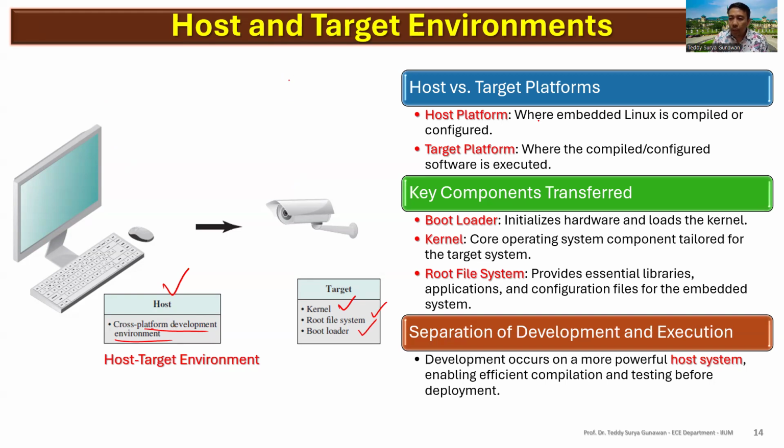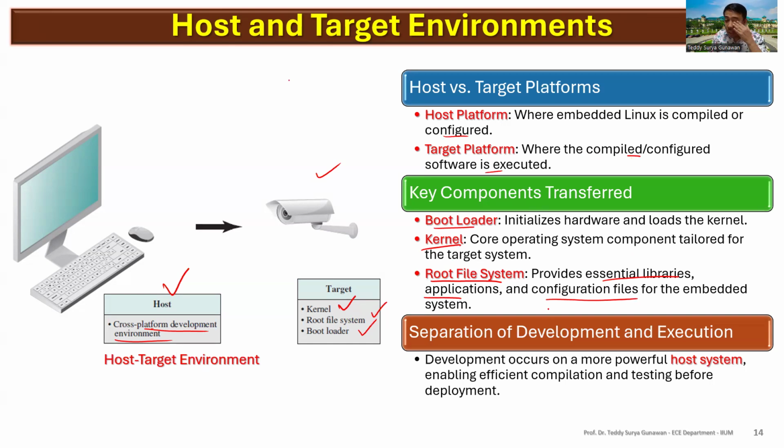So the host platform is where embedded Linux is normally compiled or configured, usually on Linux, but there is also Windows, embedded Windows. The target platform is where the compiled, configured software is executed. This is the embedded system. So the key components transferred are the bootloader, the kernel, and the root file system, which provides only the essential libraries, not all, the application itself, and configuration files for the embedded system.